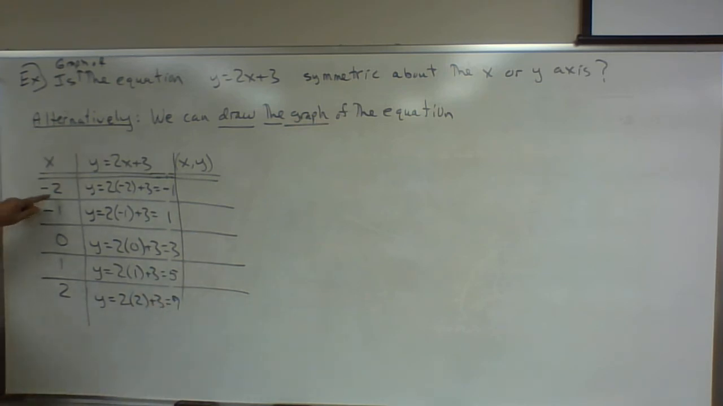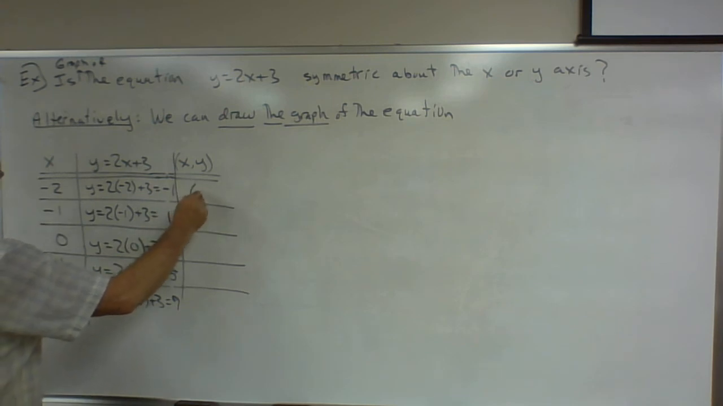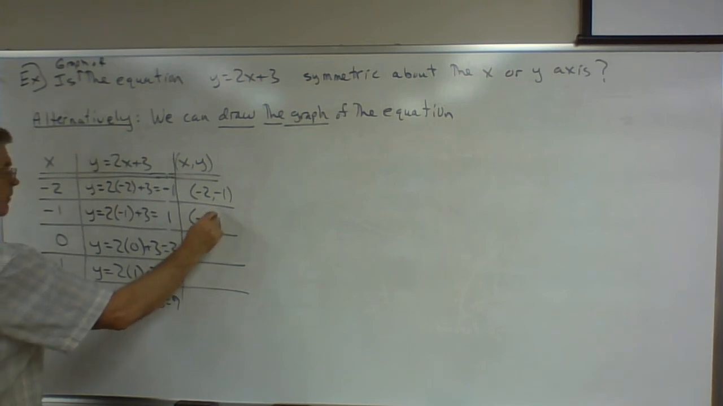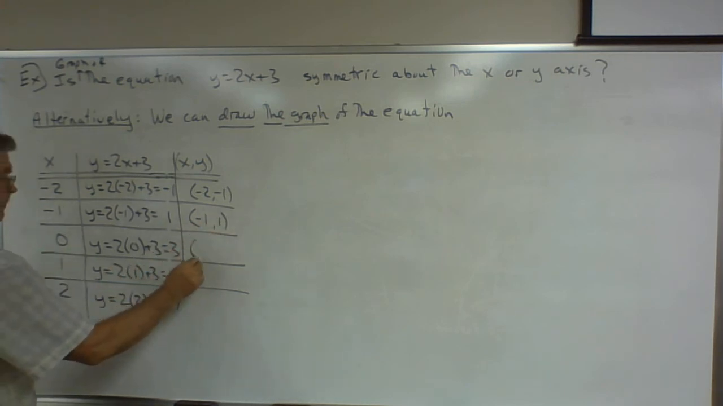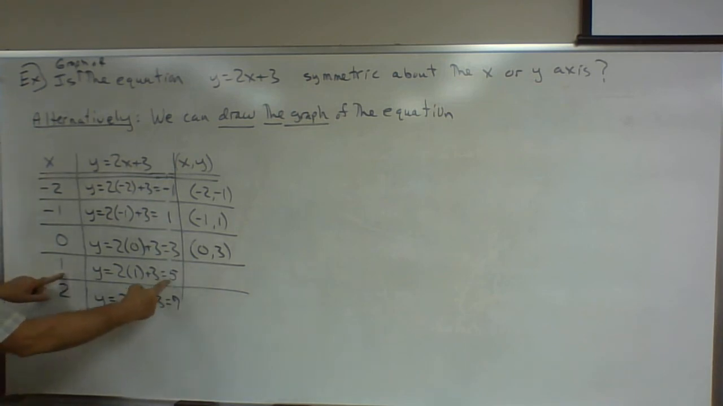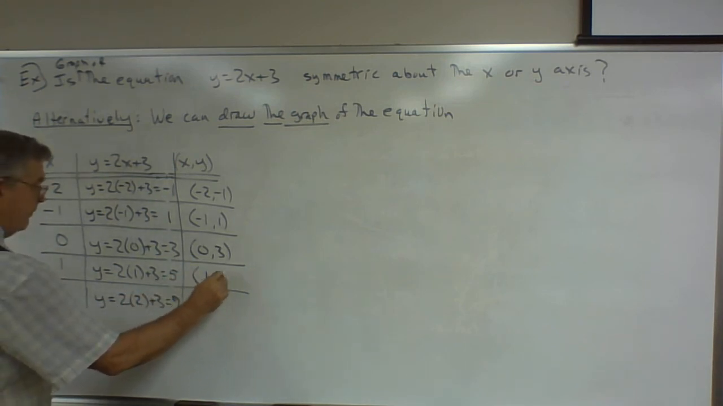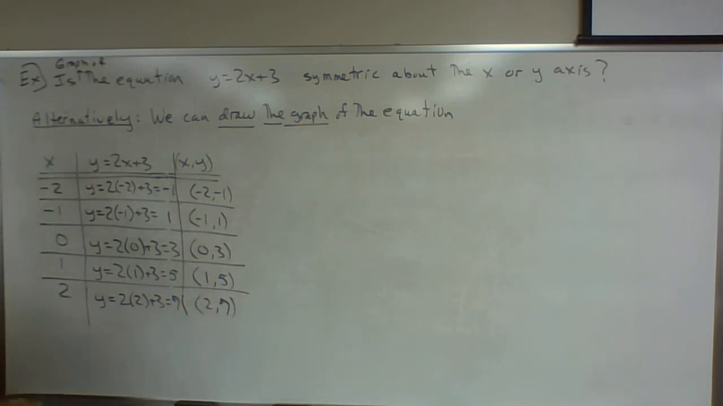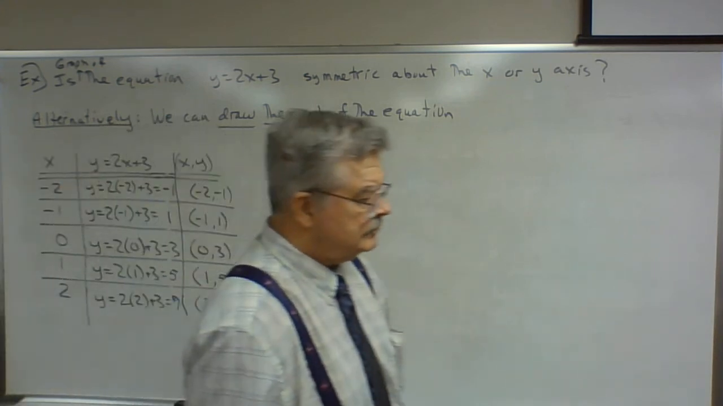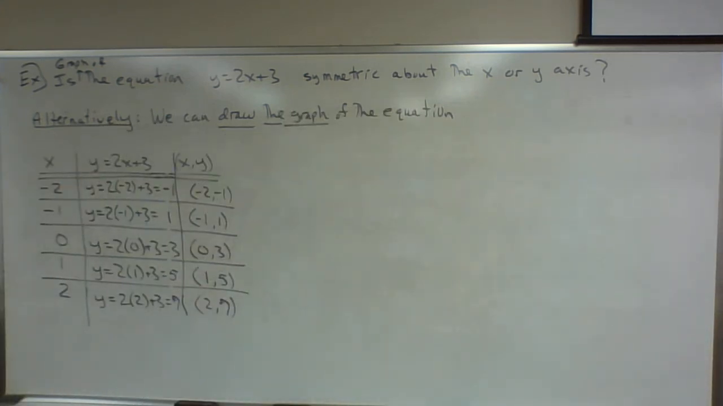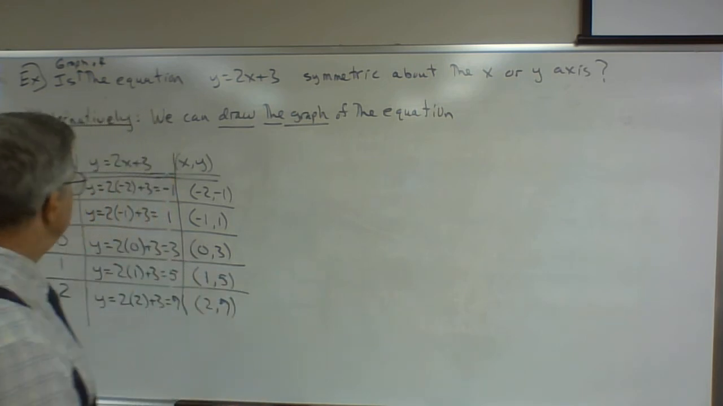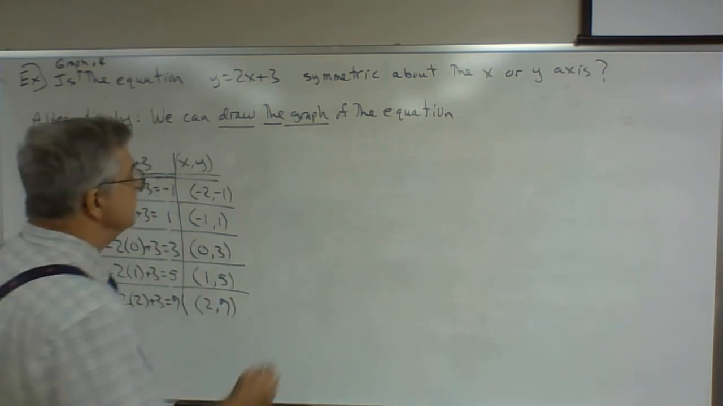So that gives us ordered pairs (-2, -1), (-1, 1), (0, 3), (1, 5), and (2, 7). And now we'll graph this son of a gun. Let's see, y goes from -1 to 7.